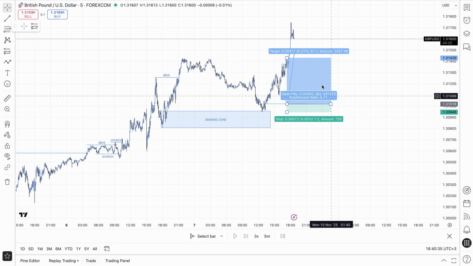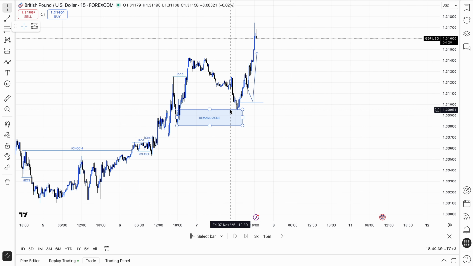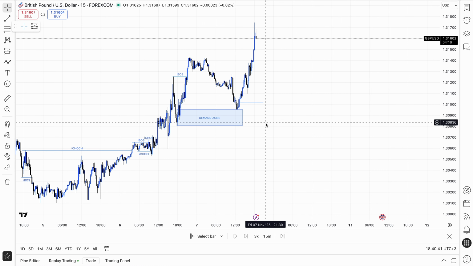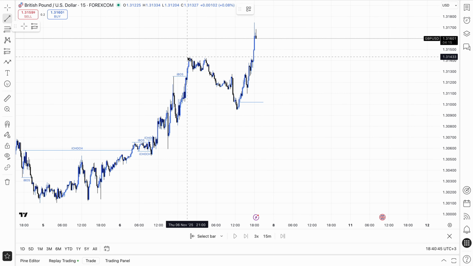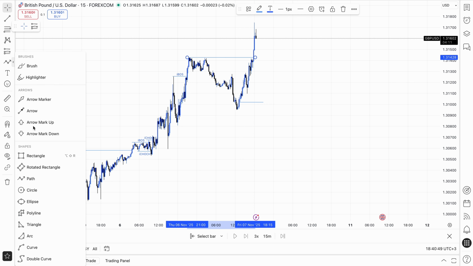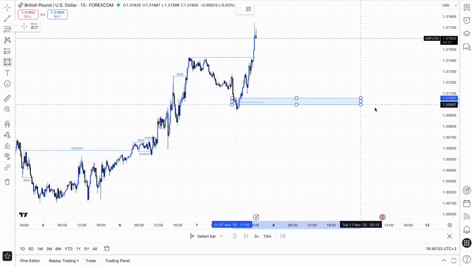Right now, you can see we had this. Now we have our following breakout of structure to the upside. You can see it, and we have our demand zone just below here. You have our demand zone just below here.